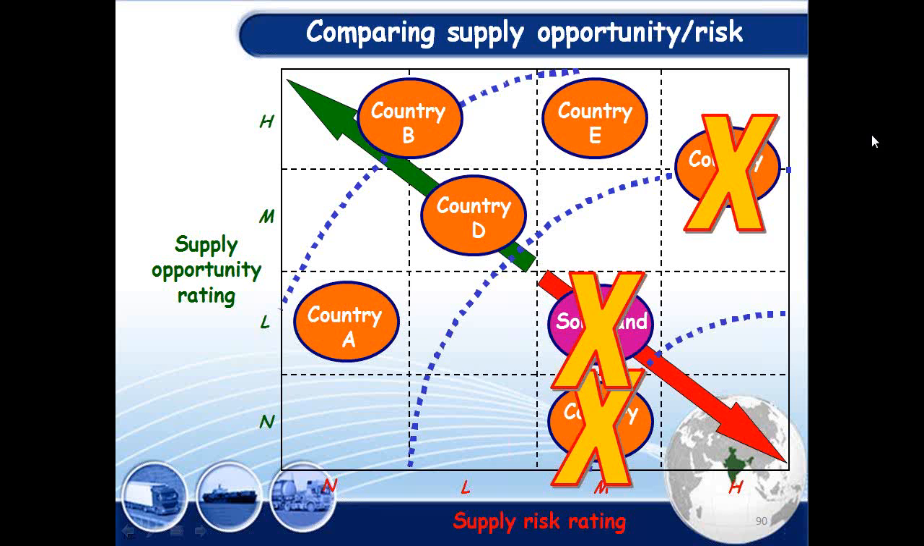So the countries which are okay to consider, meaning suppliers in those countries: country A, country B, country E, country D. So we could think of them as relevant.